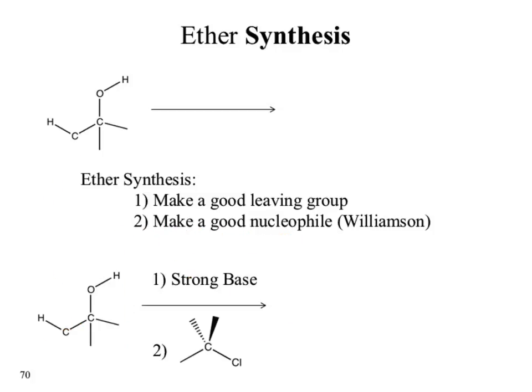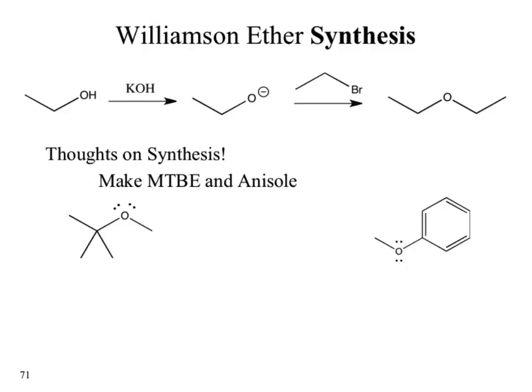If we make a good nucleophile, it's known as the Williamson ether synthesis. You might see that pop up. I think it's dumb to memorize a name. So if we add a strong base, we can get our potential ether out of that. Let's take a look at a couple syntheses. KOH with ethanol forms our ethoxide, our negatively charged strong nucleophile. We can react that with our electrophile, the ethyl bromide, and we get our ether.